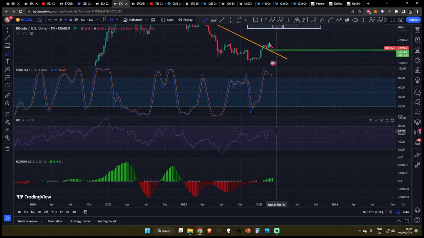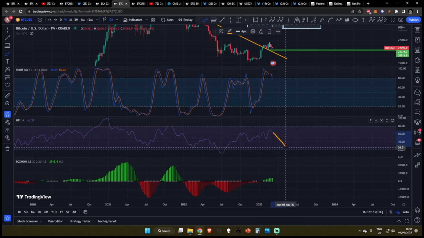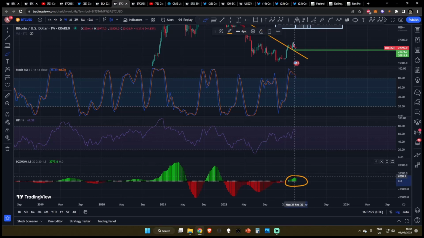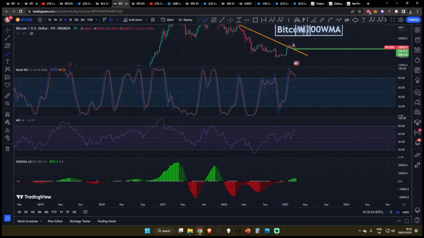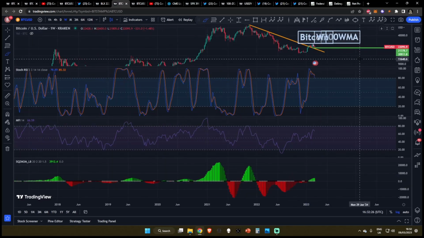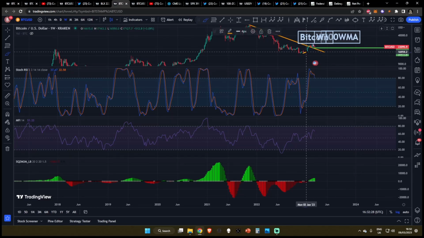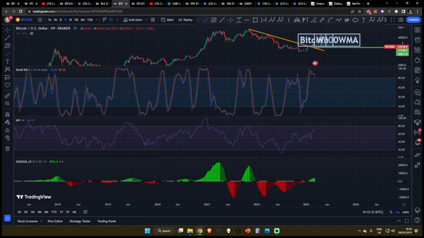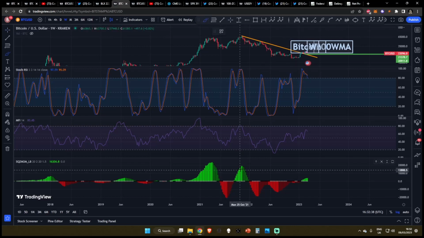MFI is right now at 67 with lots of room to move to the downside, and the squeeze momentum indicator is currently sitting in green territory, indicative that bears in the higher time frames are not actually the ones that are running this trend. It is bulls. We've completely reset momentum, and of course in a bear market, resetting bearish momentum is just a sign that when bears do step back into this market, it's going to be very, very nasty.